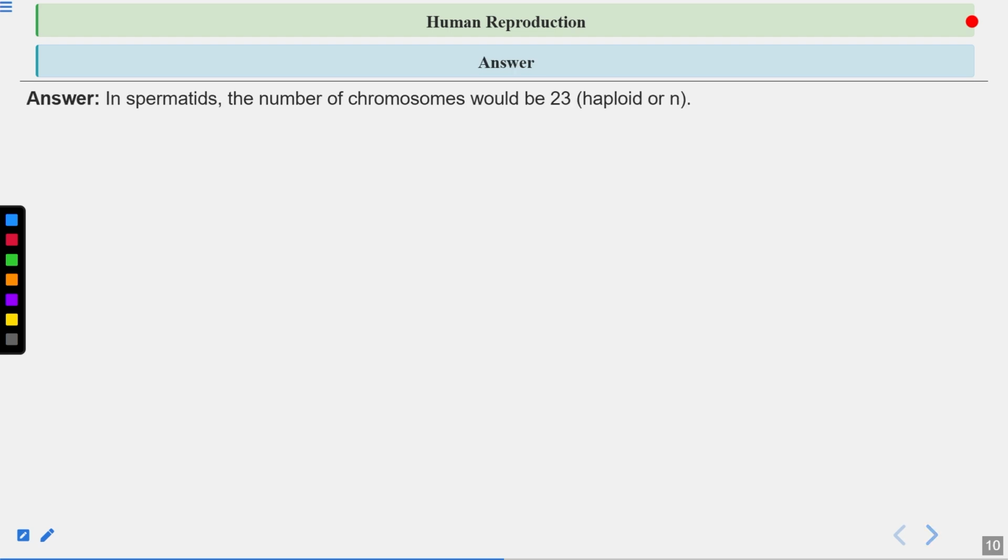So in spermatid, the number of chromosomes will be 23, meaning haploid. It consists of only one set of chromosomes. So N will be the answer.